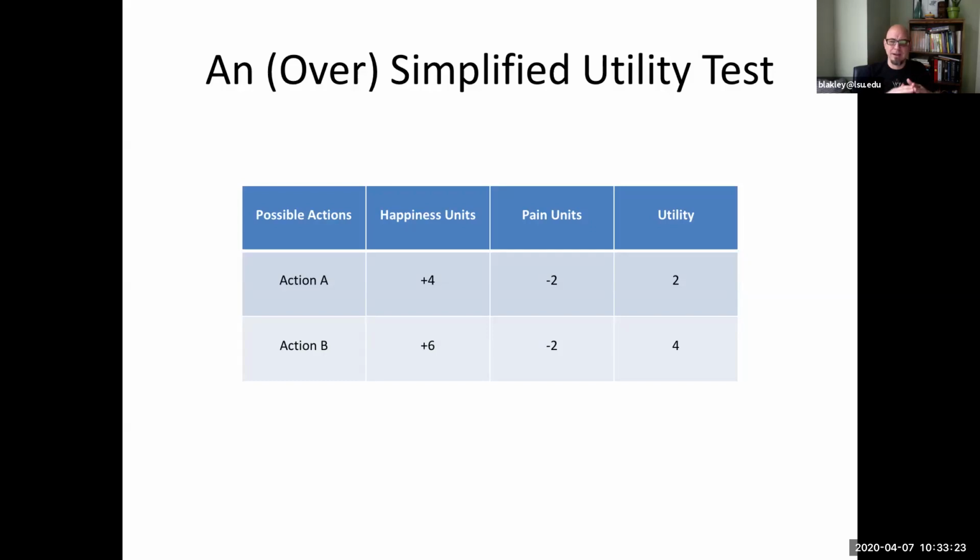So suppose we had just 2 possible actions to perform, A and B. What we would do is think about how likely it is, and what are the units of happiness and pain units associated with performing each of those actions. Whichever one comes out on top with greater happiness, that's the right action to perform. So here I just have a little diagram of a bit of an oversimplified utility test.